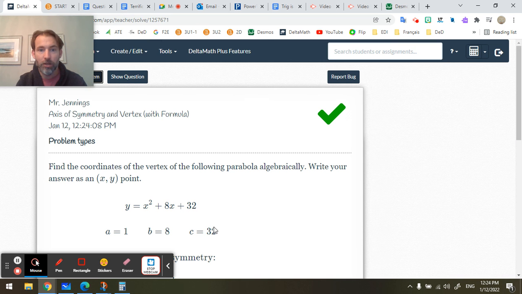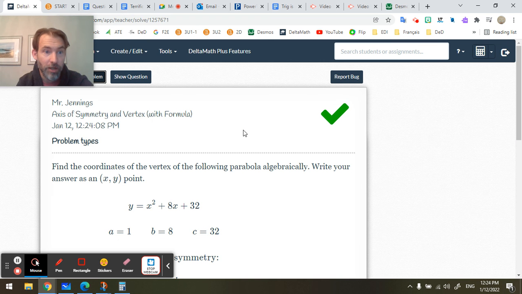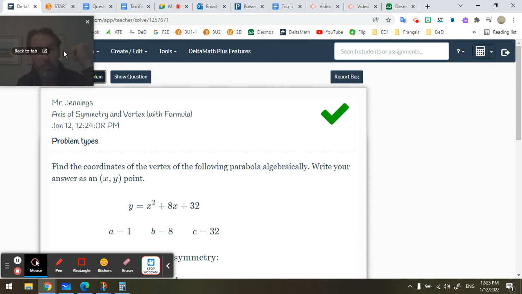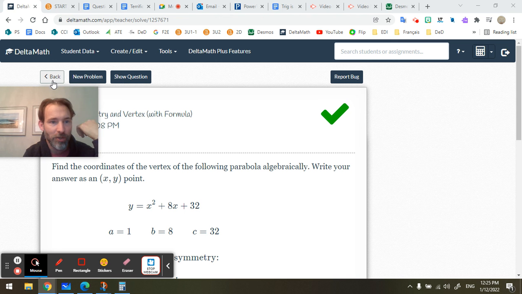Submit answer, enter. Wow, Mr. Jennings, you can do these in your head. Yeah, you should practice doing these in your head too, so that you can get your Delta Math done really quick and you get more practice faster. But if you need to do these on paper, absolutely do these on paper.